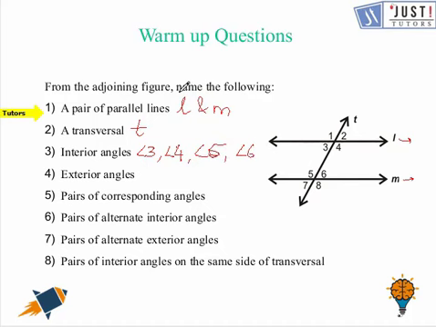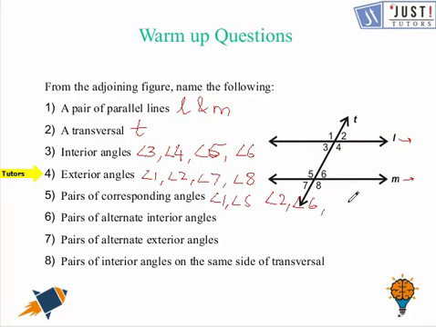Then it's asking for exterior angles, the angles which lie outside the two parallel lines. So that's angle 1, angle 2, angle 7 and angle 8. Pairs of corresponding angles. So angle 1, angle 5, angle 2, angle 6, angle 3, angle 7 and angle 4, angle 8. These are the pairs of corresponding angles.